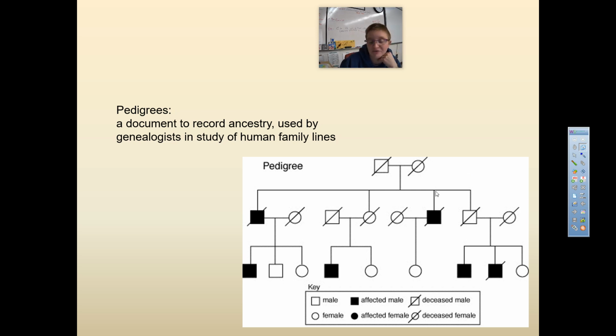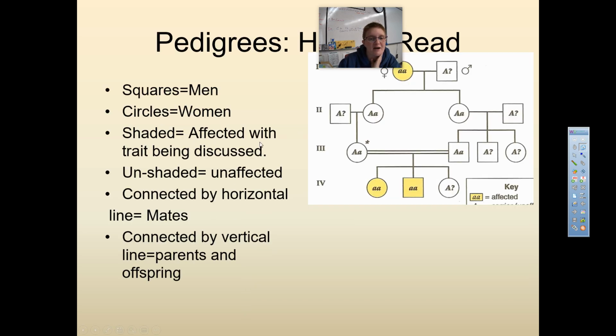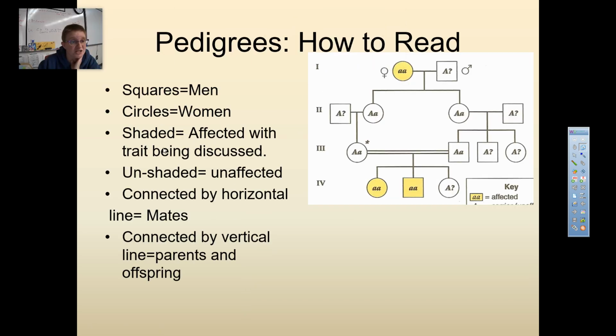Okay. So a pedigree is a document that we use to record ancestry, used by genealogists to study human family lines, but this definitely has genetics ties. You can look at these pedigrees and say, oh, look, these parents didn't have the trait, or the grandparents, but these people have the trait. And it seems like only males are affected by this trait. So you can look at this and decide what kind of trait we are looking at. This is going to be our how to read pedigrees section, okay?